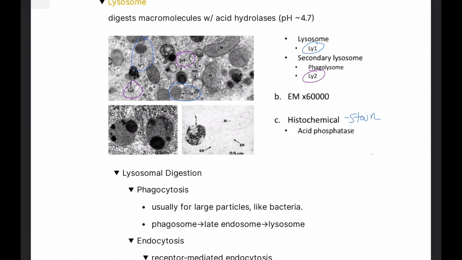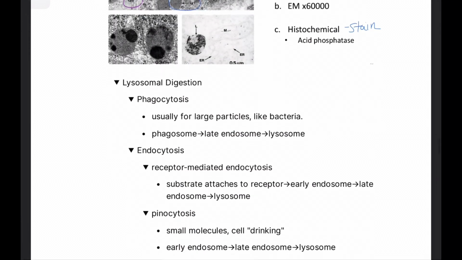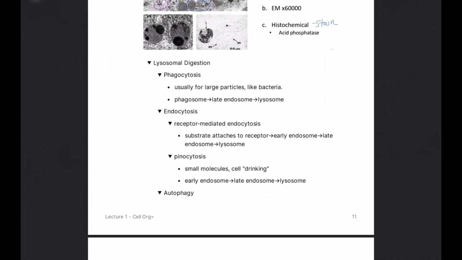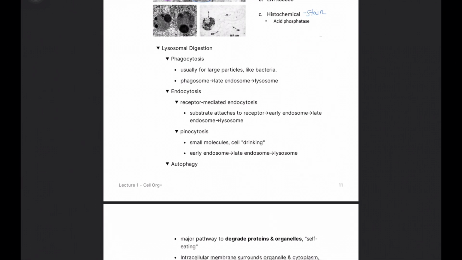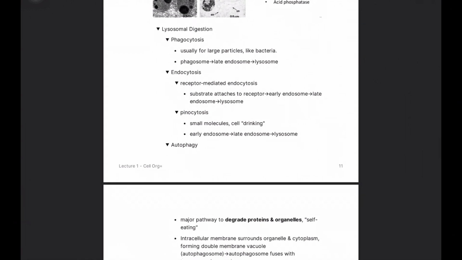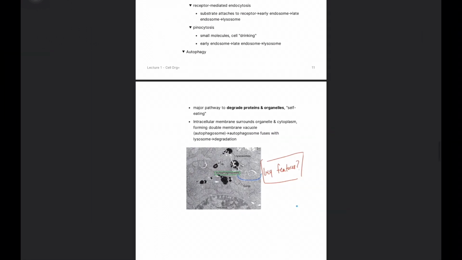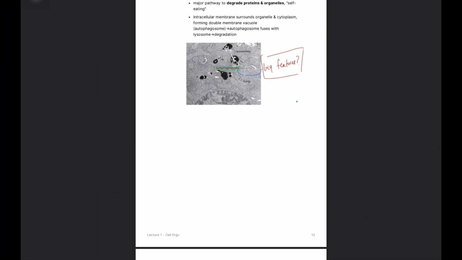Obviously, you have to know your histology. So just know, oh, that's what a lysosome looks like. Oh, that's kind of what a lysosome looks like, right? So you have these different things about lysosomal digestion. Yeah, that's important because phagocytosis is going to look something like that, like a Pac-Man, right? Endocytosis is going to look something different. Pinocytosis is going to be like cell drinking, right? So these are things that you have to memorize, sure. So that's why I wrote them down.